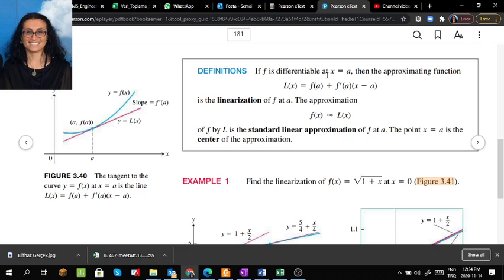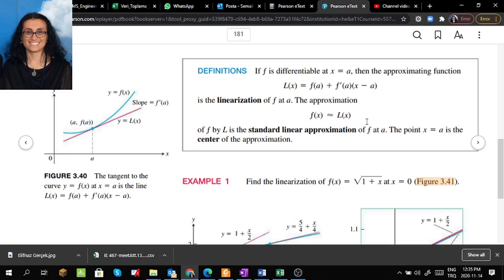If f is a differentiable function at x equal to A, then the approximating function, which is a linear function, is the linearization of f at A. The approximation then is f of x is almost the same as L of x near A. Near A the values are going to be very close. But if you go away from A, then these values are not close to each other anymore, because if you stay away from A, there's a big distance between them. So you cannot really use this formula when you are far away from A.